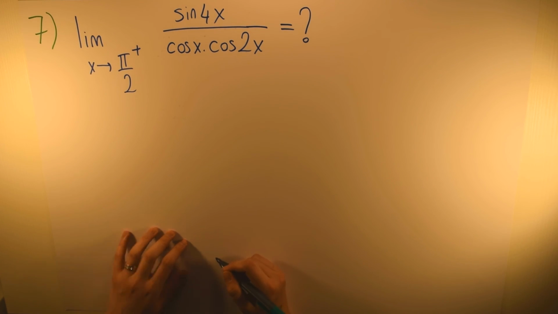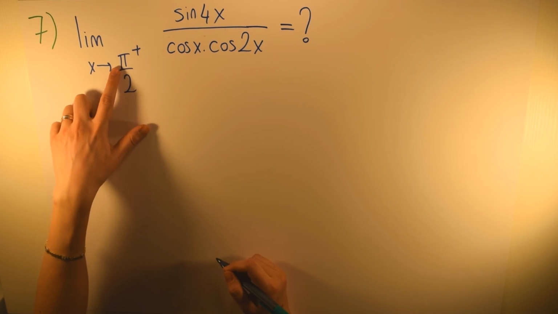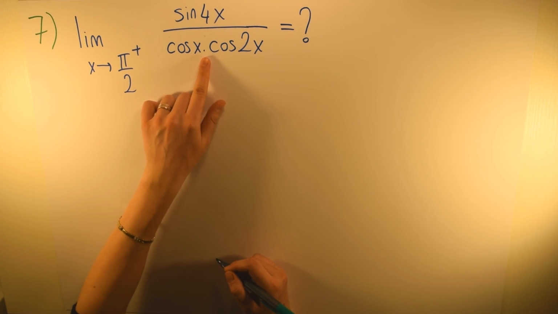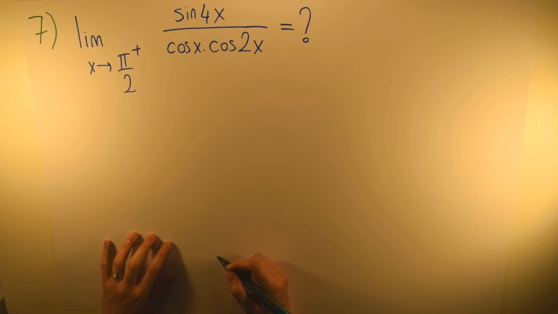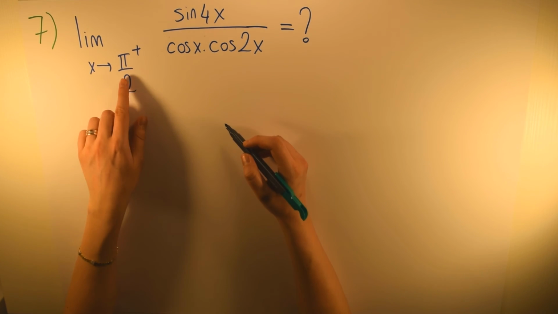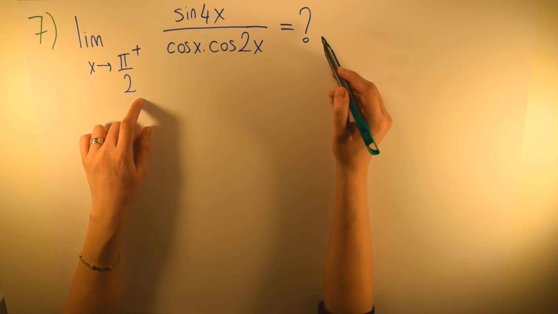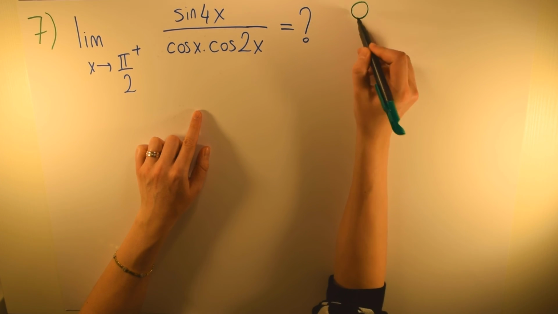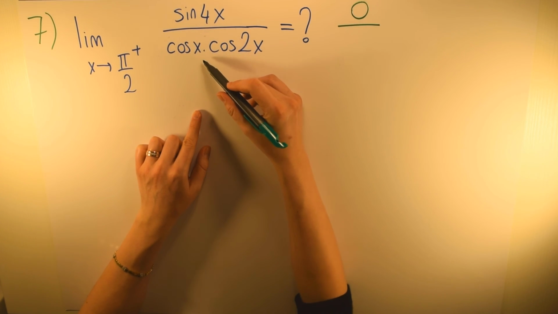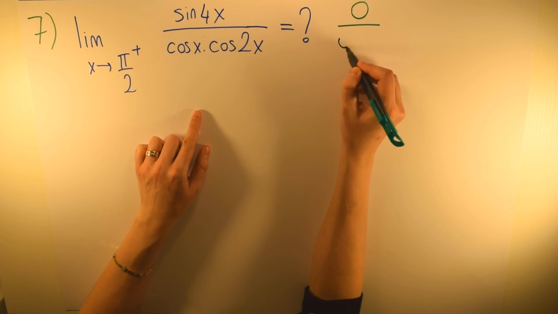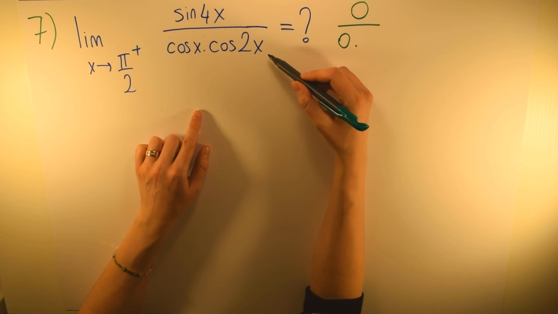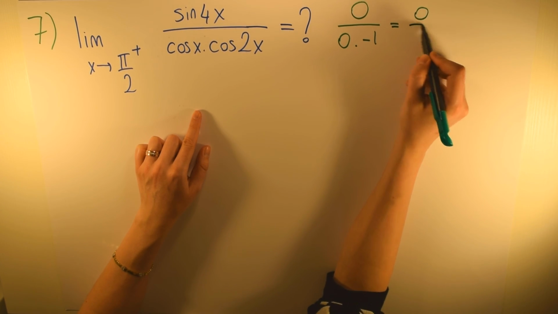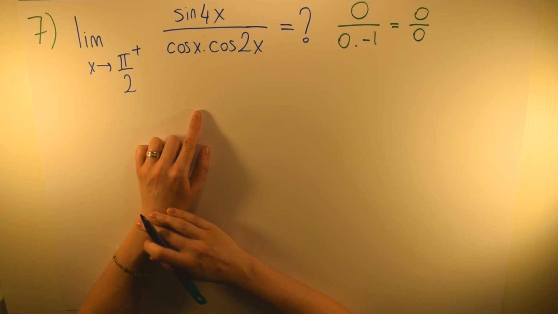In this question we have the limit as x approaches π/2 from the right side of sin 4x over cos x times cos 2x. When I put π/2 in place of x, the numerator is 0, and in the denominator cos 90 is 0, and times cos π, which is equal to minus 1. But this is 0 over 0, an indeterminate form, right?